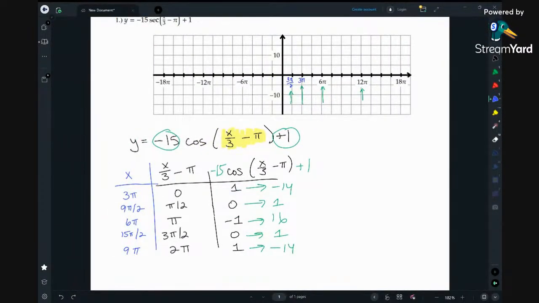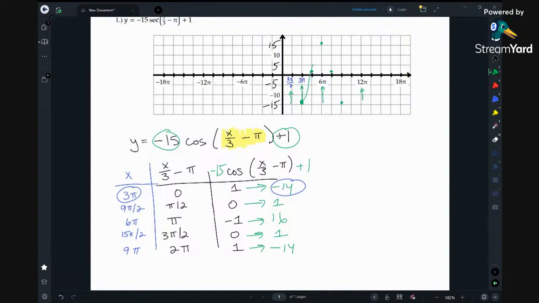Let's go. Let's plot these points. So at 3 pi, we're going to output -14. I'm going to help my brain out a little bit. This is -5, -10, -15. This is +5, +10, +15. So -14, I guess that's right before -15, right there. 9 pi over 2 is going to output 1, which is just right there. 6 pi is going to output 16. Here's 15, so 16 is a little bit higher. 15 pi over 2 is going to output 1 again. Yep, that makes sense. We're on our way back down. And then lastly, 9 pi right in the middle here is going to output -14.